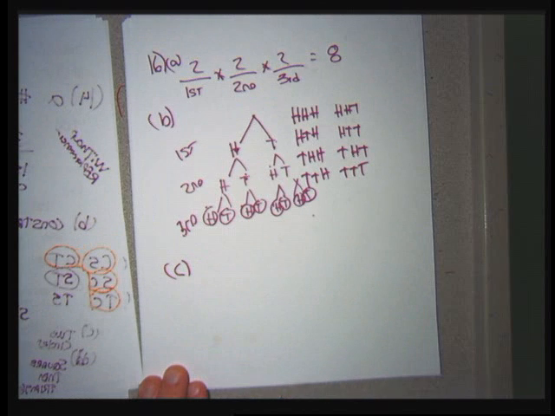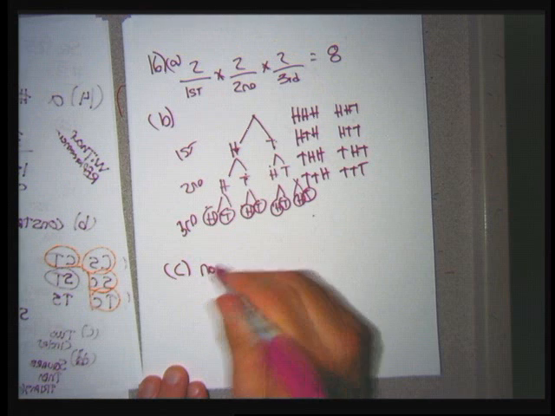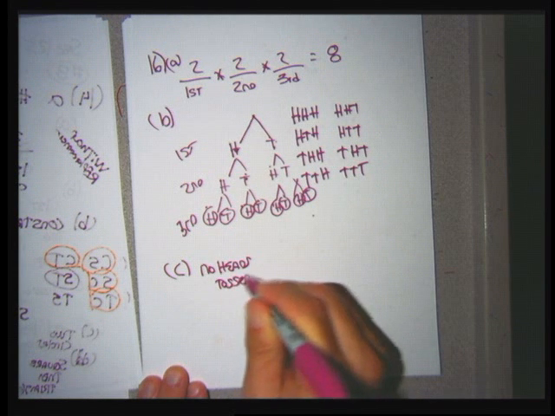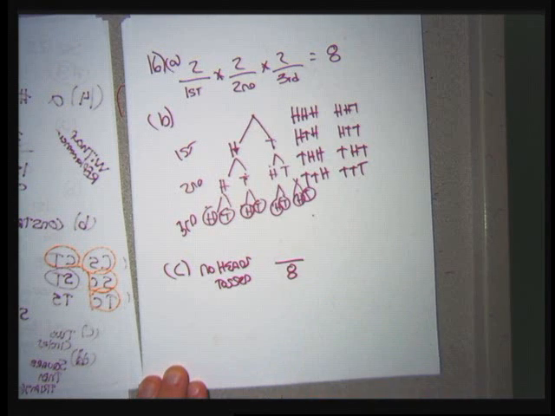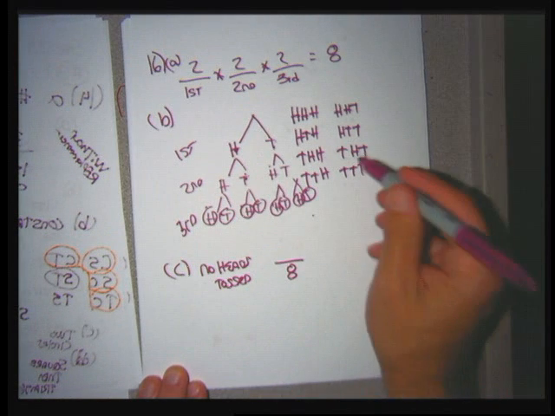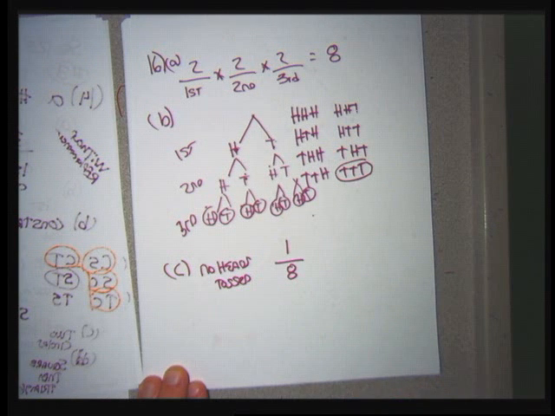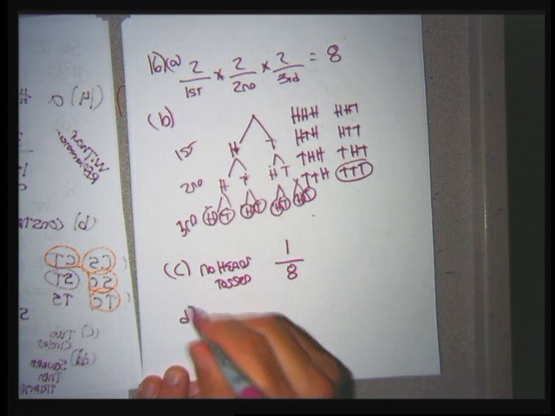So now I want to find the probability. The first probability is that no heads are tossed. The denominator is 8. The numerator is anything that has no heads, and TTT is the only one with no heads. So it's a 1 in 8 chance that you get no heads.